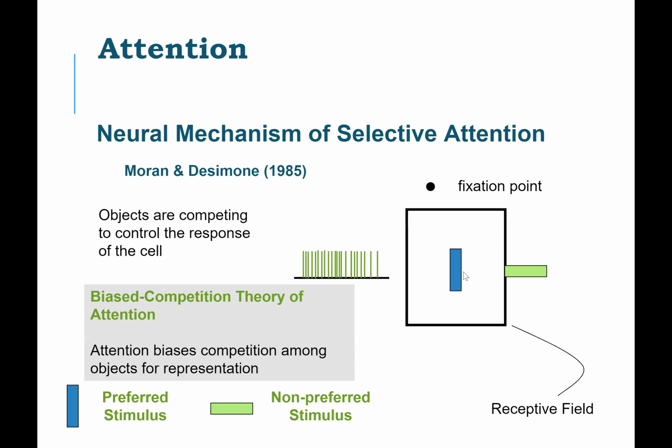Now, in this case, the fixation is here, the blue object is here, and because the attention went to the blue object, it gets to control the response of the cell. So the response of the cell becomes as if only the blue object was in it. It's an as-if statement. It's not really the case that only the blue object is in the receptive field, but the cell responds as if only the blue object was in the receptive field. Does that make sense? So the competition there is in controlling the response of the cell.